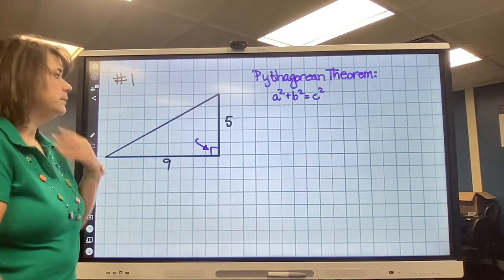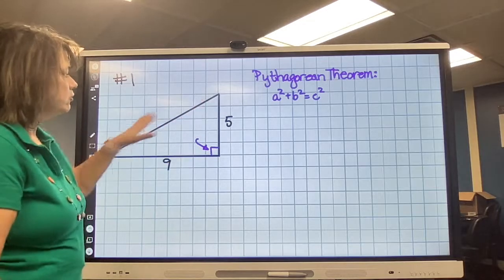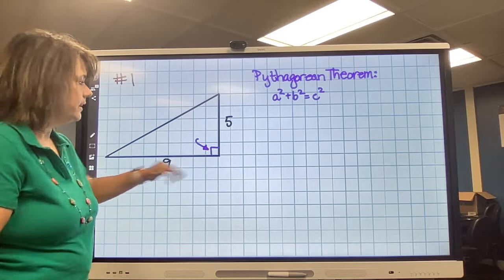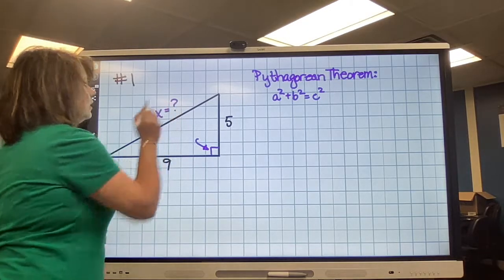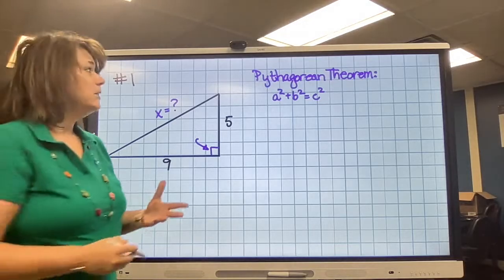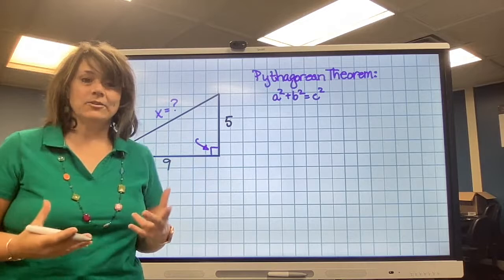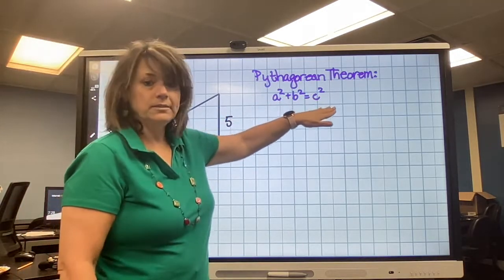So let's do an example here. I have an example here where we have a right triangle. We have the height of it is 5, the length of it is 9, and what we need to do is we need to find out what x is. Okay, so we're going to use our Pythagorean theorem. And a reminder, our Pythagorean theorem says that a squared plus b squared equals c squared.